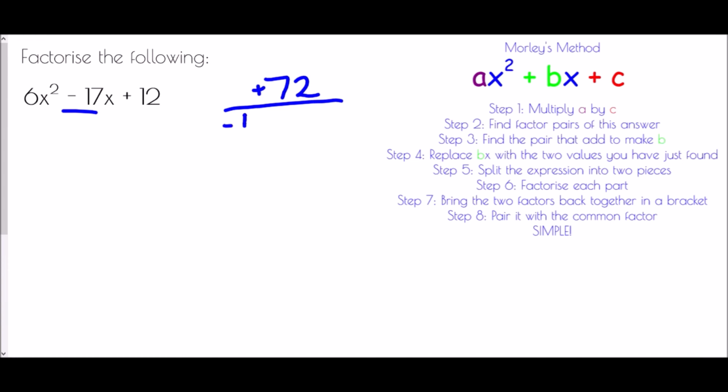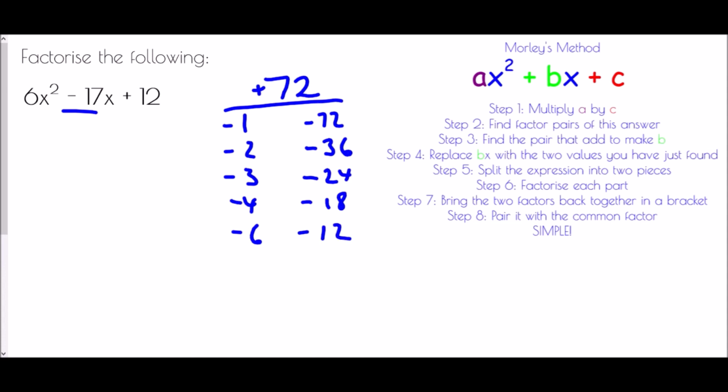Well, it's going to be negative 1 and negative 72, negative 2 and negative 36, negative 3 and negative 24, negative 4 and negative 18, negative 6 and negative 12, and negative 8 and negative 9. So all of these are factor pairs to make positive 72, but the key is which one will add to make negative 17.